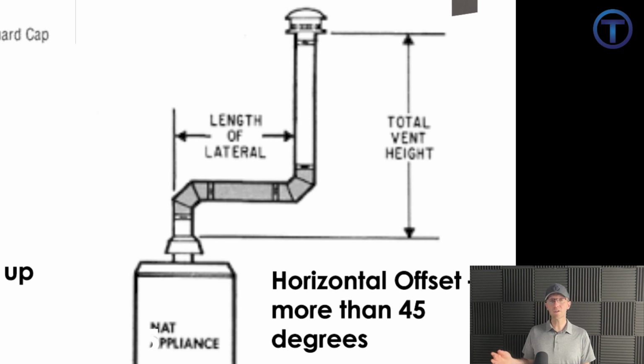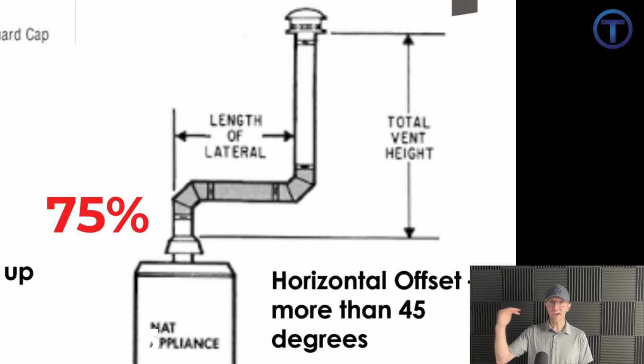Now that's total horizontal distance. The connector, which is from the appliance to the vent, and the vent itself, if it moves any distance horizontally. That total horizontal distance from the appliance to where the vent goes out to outdoors is limited by 75% of the height of the vent.